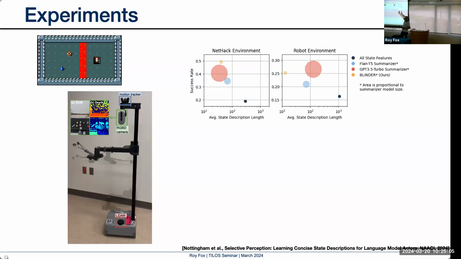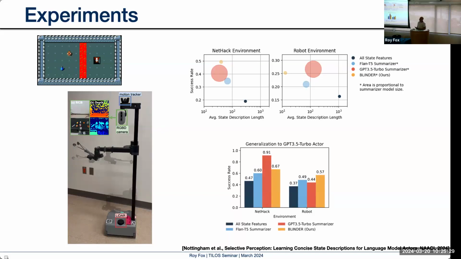But GPT 3.5 is a huge model. It's going to be a little bit more compressive than our method, but we are a lot more successful on that hack and a lot more compressive on the robotic tasks. So generally speaking, we are better, at least in some trade-off, than the baseline.